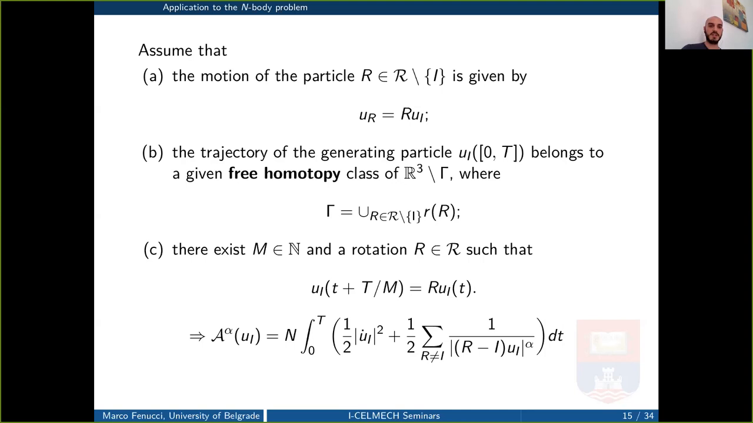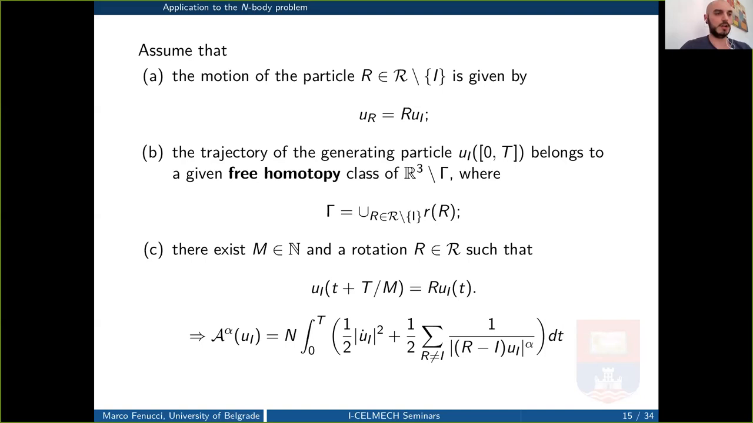And third condition, we also want the trajectory of the generating particle itself to be symmetric with respect to a fixed rotation. So under these conditions, the action of the M-body problem is written in this way: kinetic energy plus a potential. We also note that the dynamics depends only on the generating particle, so it is a three-dimensional dynamics.